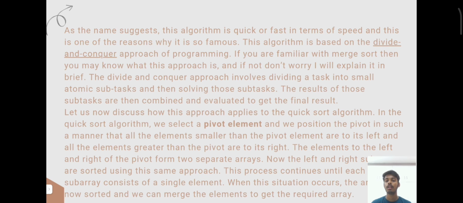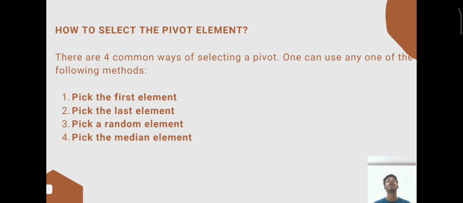Moving further, let us know how to select a pivot element. There are four common ways of selecting a pivot. One can use any one of the following methods. The first one is pick the first element, and the second option is pick the last element, and you can either pick a random element or pick the median element.